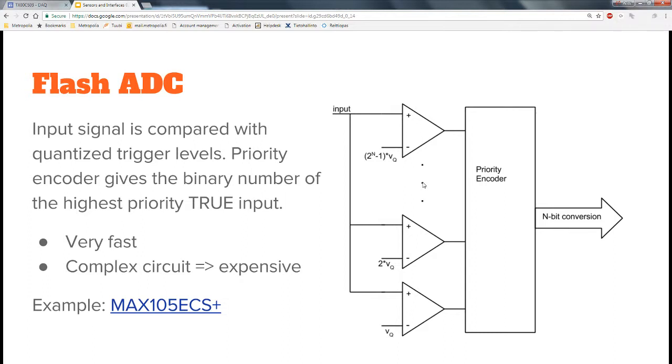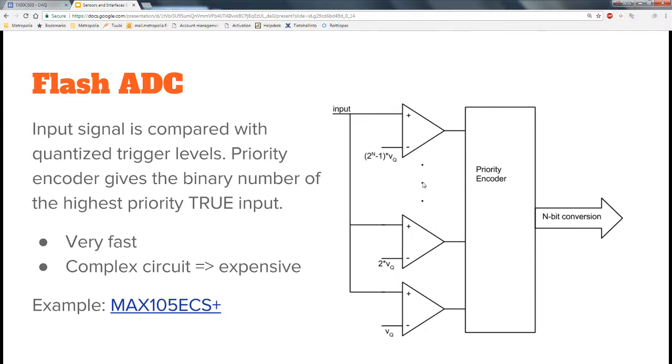So if you have an 8-bit flash A to D converter, there are 255 comparators inside, and the reference levels are separated so that you have all the bits there. After that, you just need a priority encoder which gives 8-bit precision, telling what was the highest comparator going high. Okay, easy.